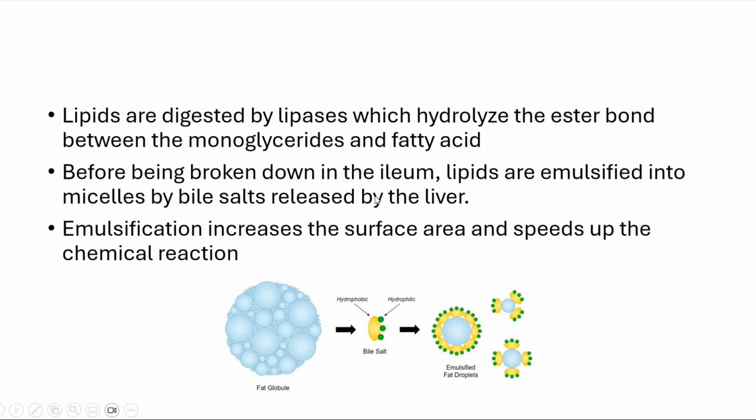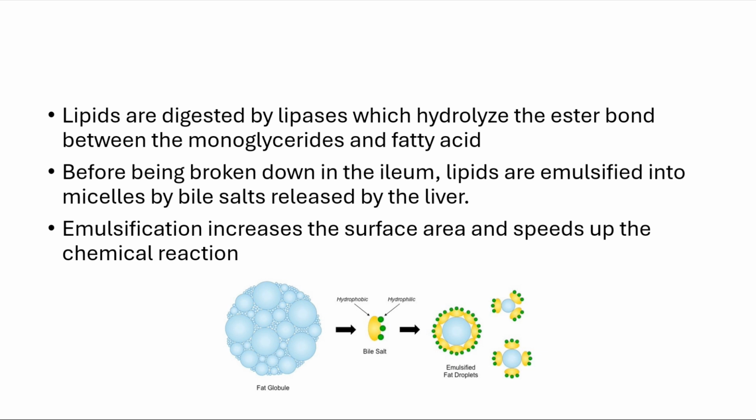Okay, cool. Let's talk about lipid digestion. I'm going to talk about lipid digestion very briefly here, and we're going to move on to it in more detail in a minute. So lipids are digested by lipases, which hydrolyze the ester bond between the monoglycerides and fatty acids. If you know about topic one, you know about the ester bonds that are formed between monoglycerides and fatty acids. What lipases do is they come and hydrolyze that, so they break that bond.